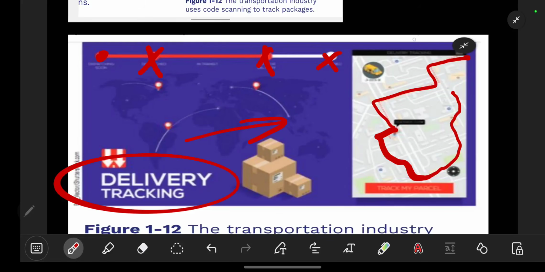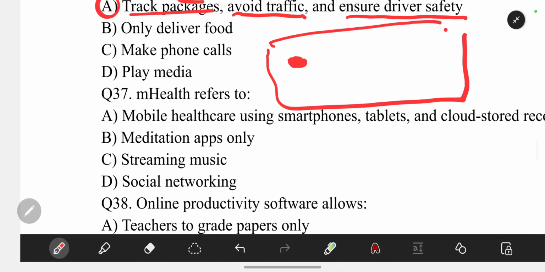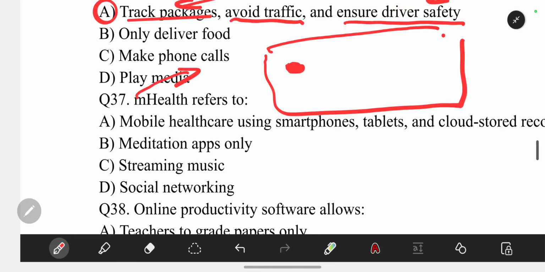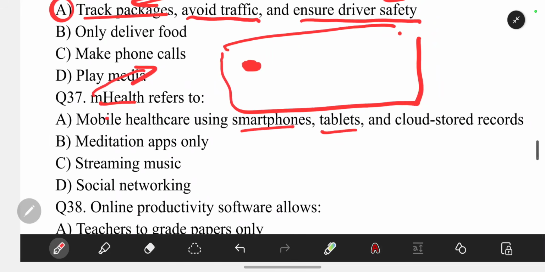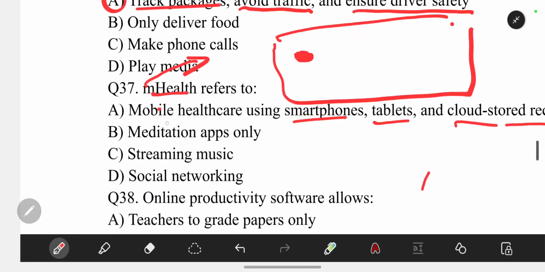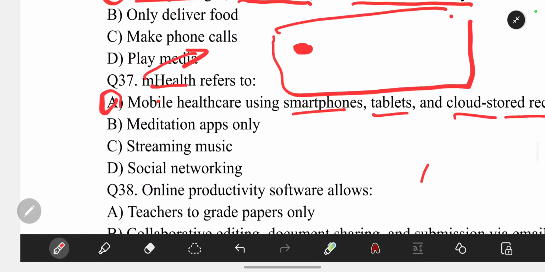So M healthcare is mobile healthcare. So what is M healthcare? It already has to be related with health. So it is mobile healthcare using smartphones, tablets, and cloud stored data. What data do you have on the cloud, or rather stored remotely? We have discussed the cloud. So that is M health.